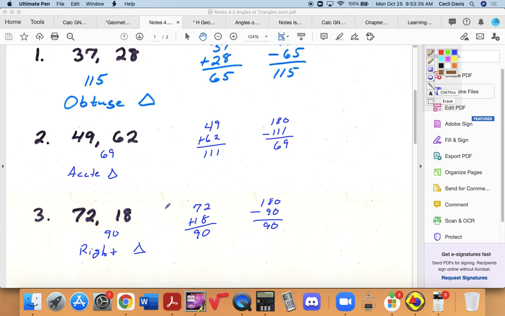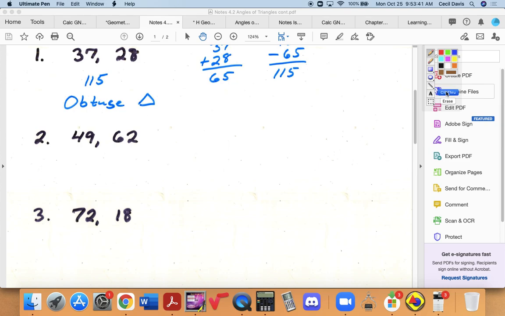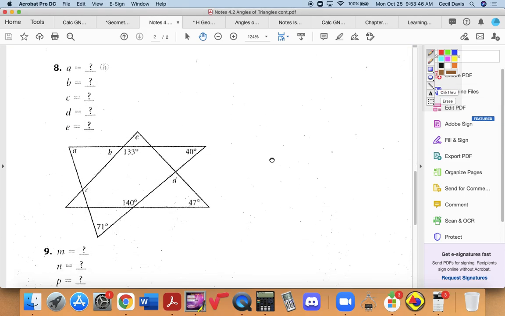Okay, are there any questions about that type of problem? Pretty straightforward, right? Okay, let's go on to the back then. And let's do some problems where you're given a fairly complex diagram and then asked to find several things.